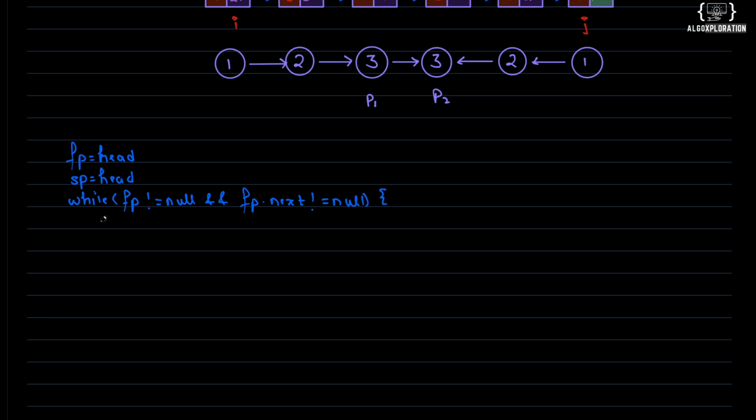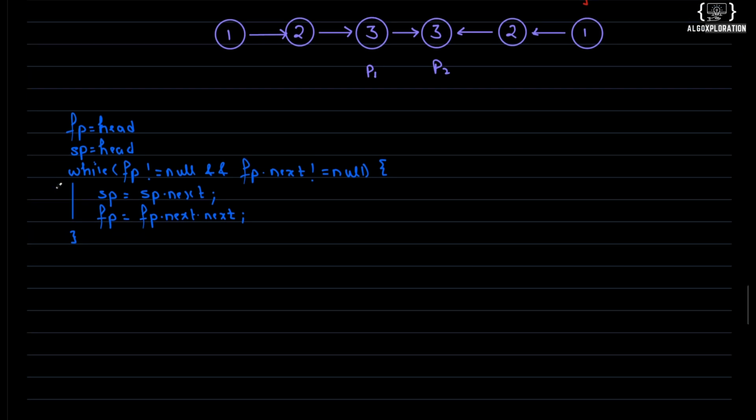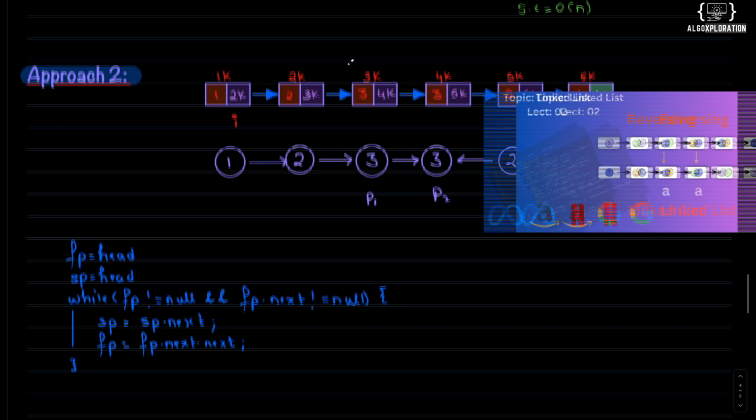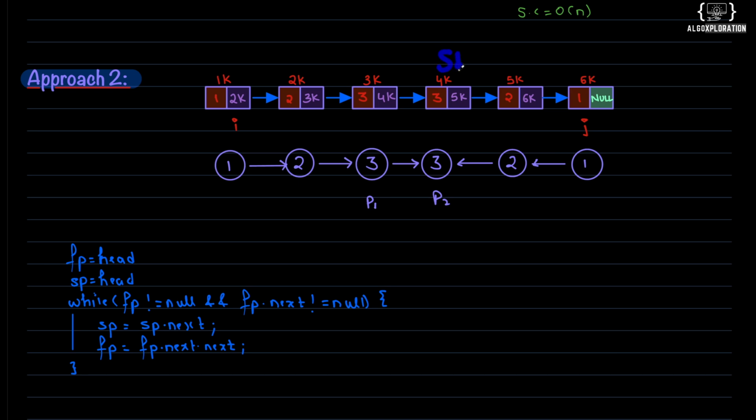Now the slow pointer will be jumping one at a time, and the fast pointer will be jumping two at a time. So fast pointer will be fast pointer dot next dot next. By the end, the slow pointer will be at the middle. So I got the middle. Now with the help of that node I need to reverse the half. See, the slow pointer will be pointing over here, so I need to reverse this.